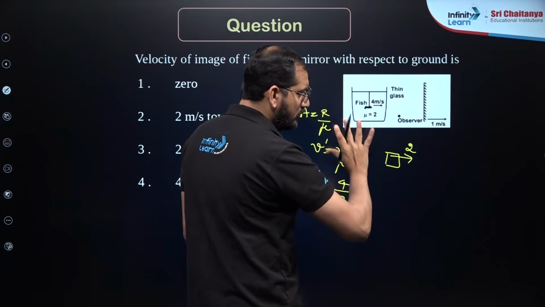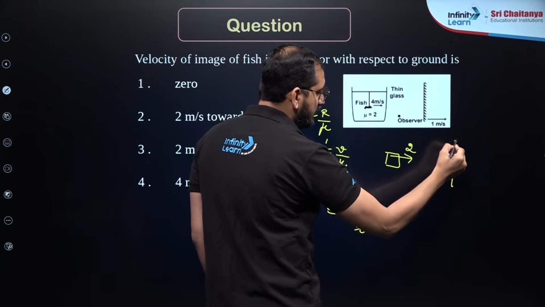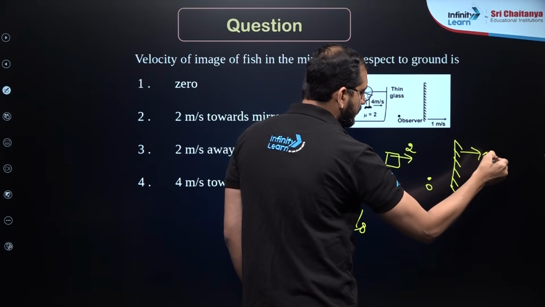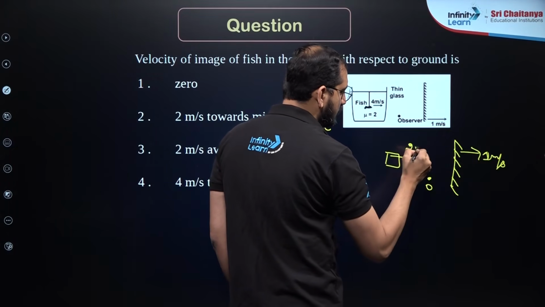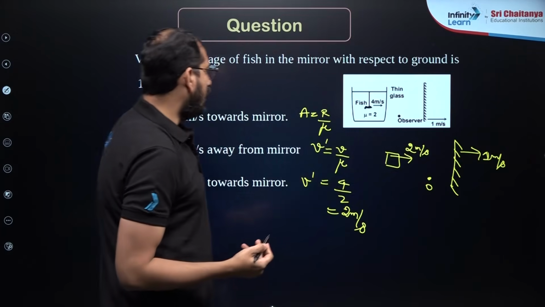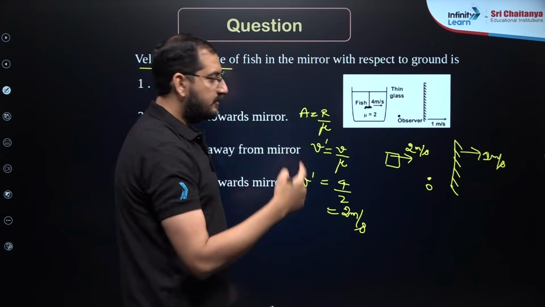Everything is air now, there is no water. Here is the observer, here is the mirror. The mirror is also going in this direction with the speed of 1 meter per second, and this was 2 meter per second. I want to calculate what is the velocity of the image in the mirror, right?